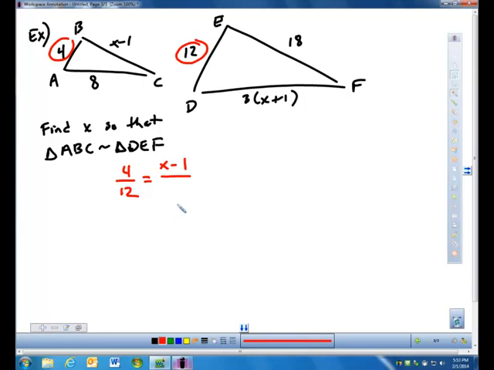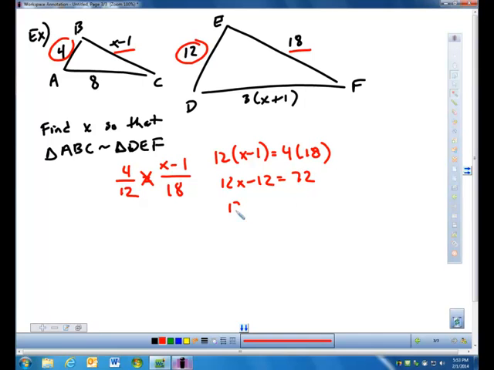Again, I want to be consistent. I want to make sure that I'm matching up the parts that correspond to each other. So cross multiplying here, I have to make sure I use the distributive property. And I'm going to have 12x minus 12 equals 72.